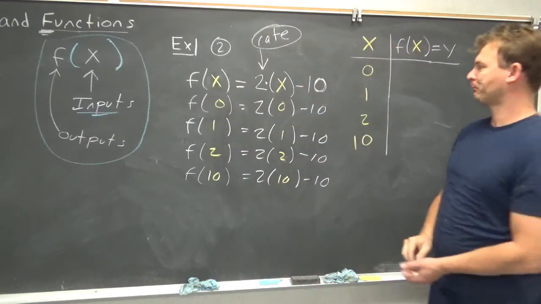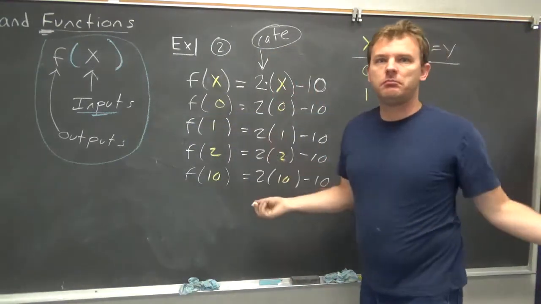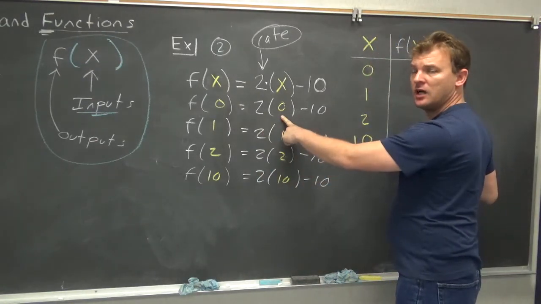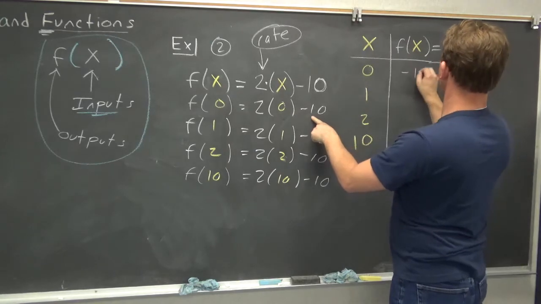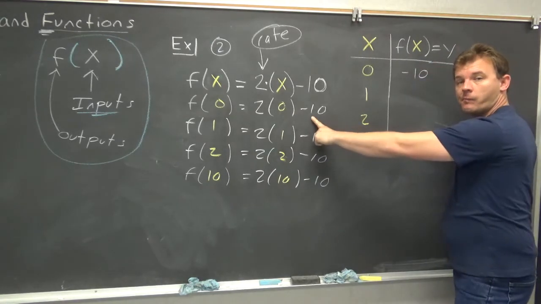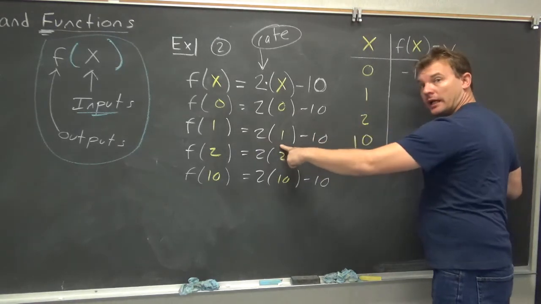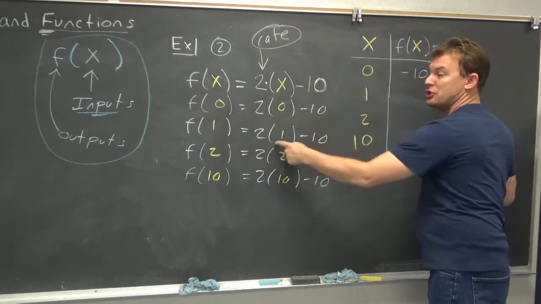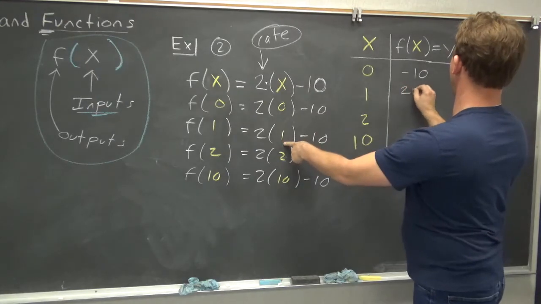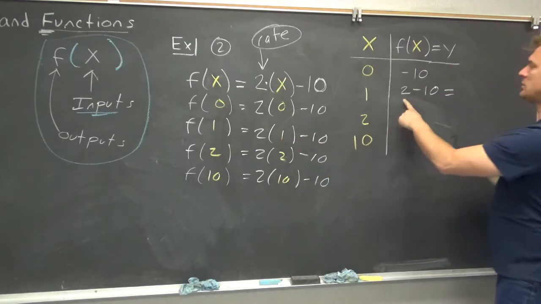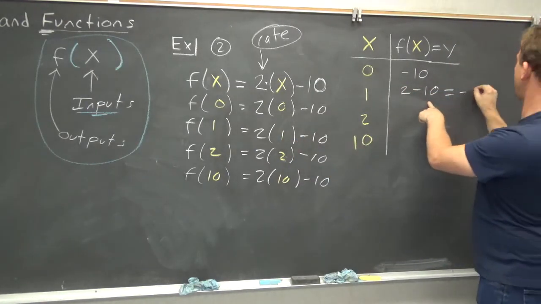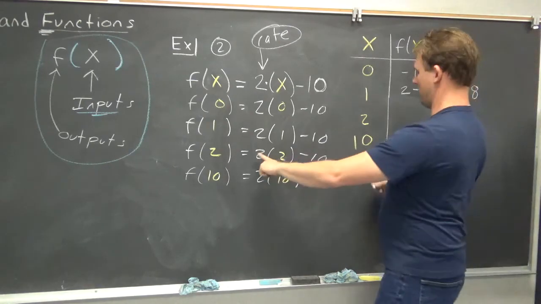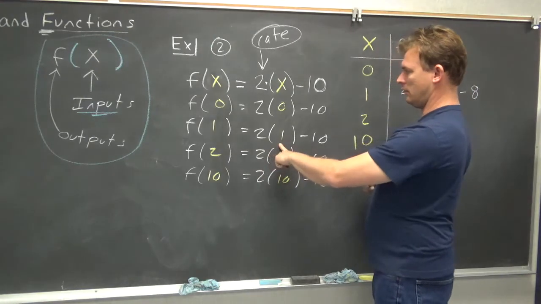Now what? PEMDAS. 2 times 0? 0 minus 10, minus 10. 2 times 1? 2 minus 10. What's 2 minus 10? Negative 8, right?